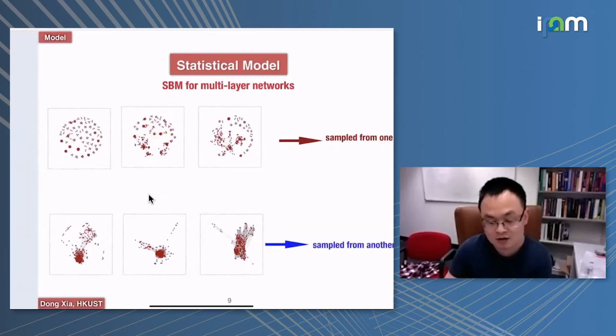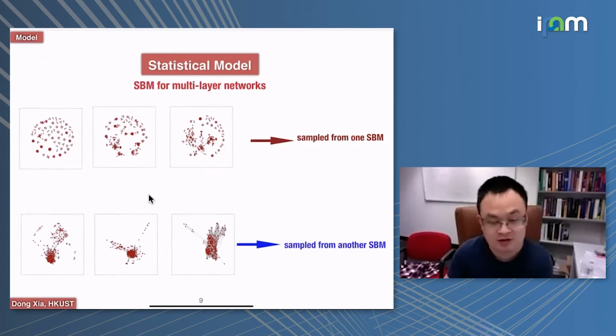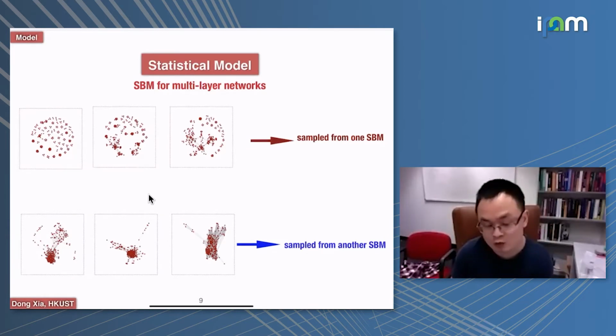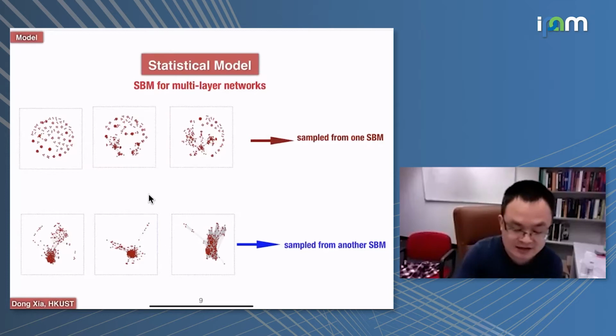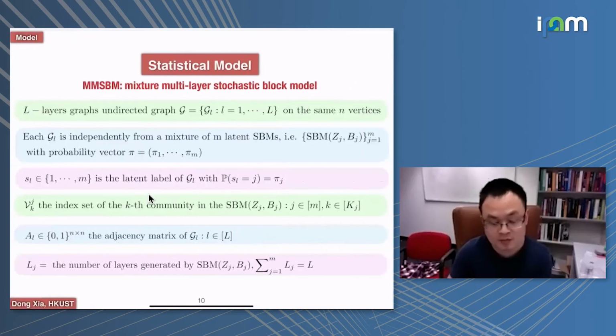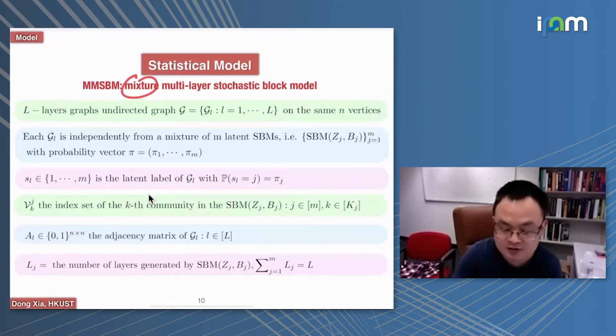Okay, but now suppose we have many layers, right? Now how can we model the different community structures on different layers? Of course, our very natural idea is given like this. Suppose we have, for example, 6 different layers. Now we can suppose that these 3 layers come from one SBM, and the other 3 layers come from another SBM. Okay, so based on this idea, we propose the so-called mixture multi-layer SBM model.